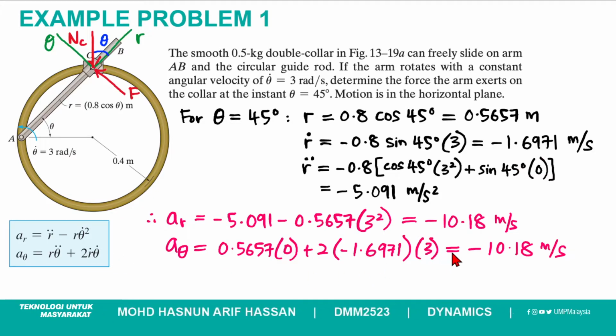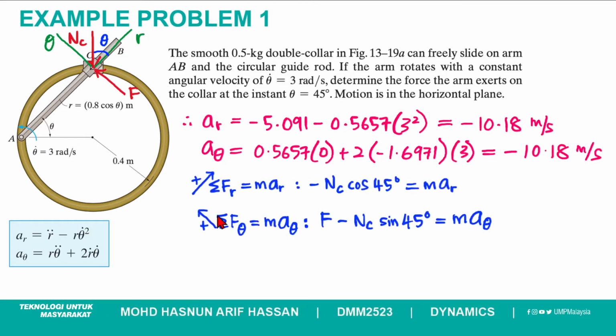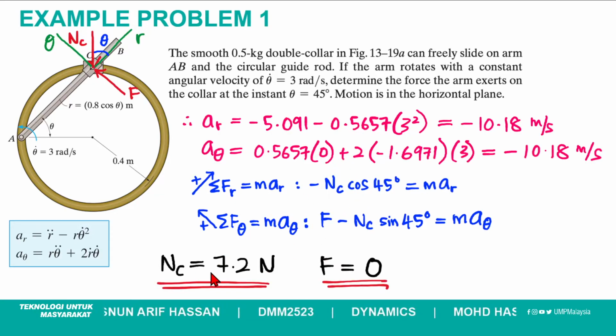Theta dot is 3. So in the end we get the same value, minus 10.18 meter per second also. Okay, but we are not done yet. We will then bring back the equation of motion, so we substitute this AR into the equation of motion. Then we will get the value of normal force. So the normal force we get is 7.2 Newton.